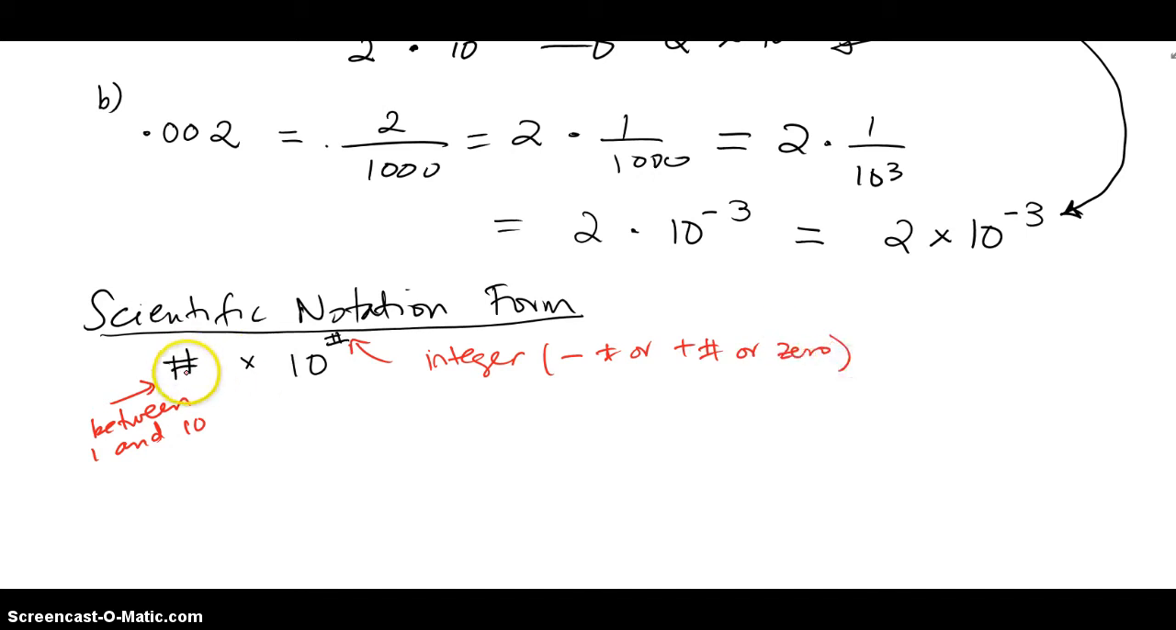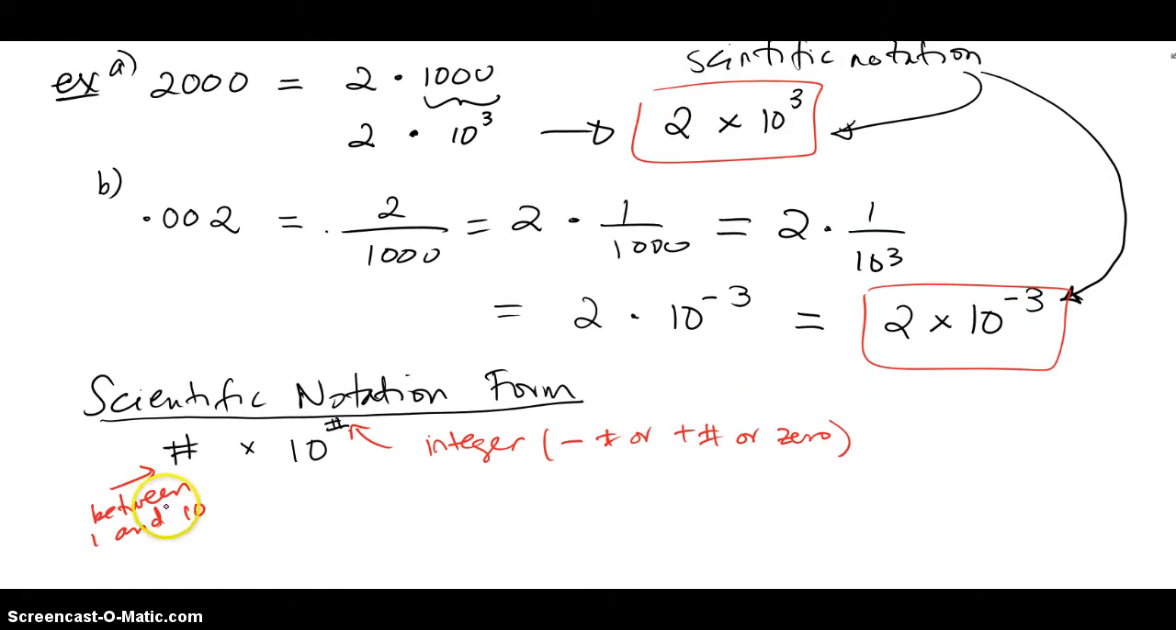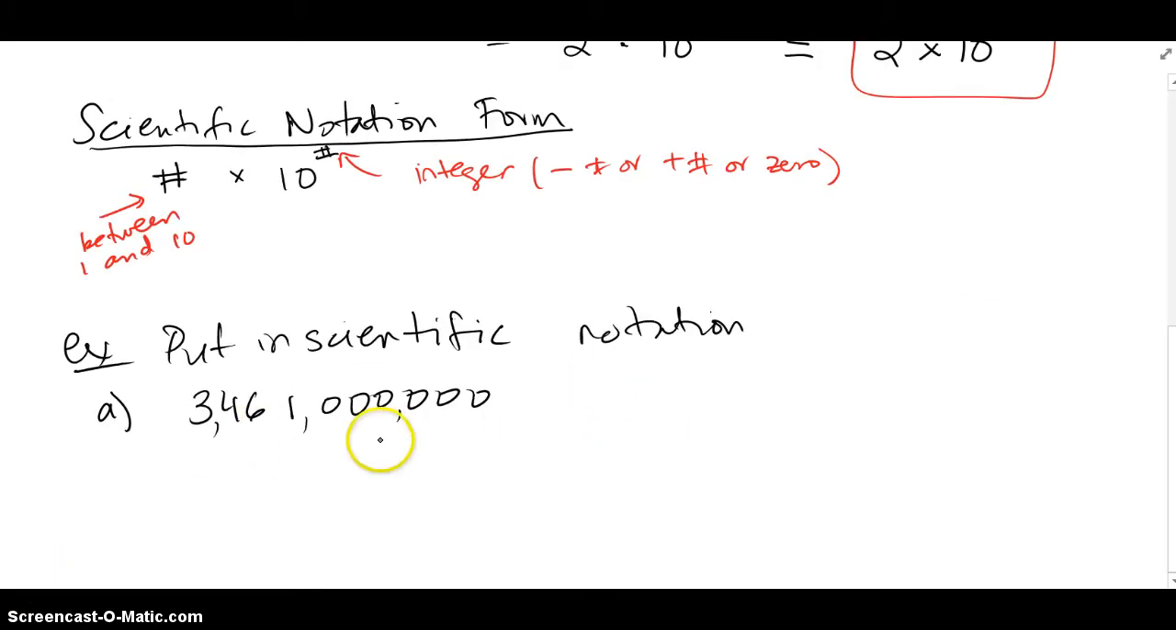So you basically have a number times 10 to some power, like we did here and like we did here. A number between 1 and 10, it could have decimals, times 10 to some power. And again, this is where it comes from. You break up the number into powers of 10, but there's really an easy way to take numbers and put them in scientific notation. So let's put this number in scientific notation.